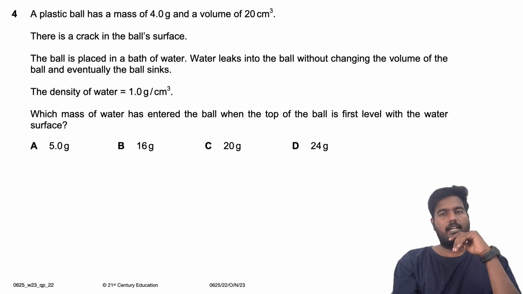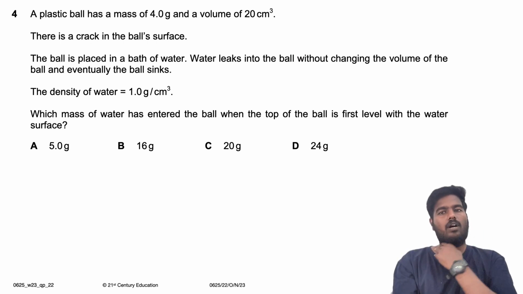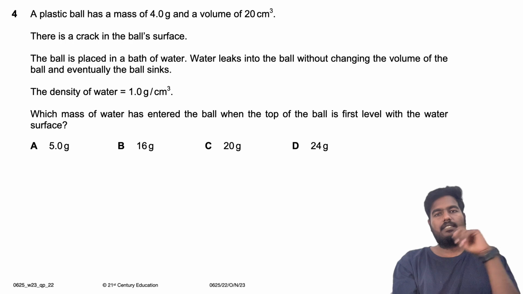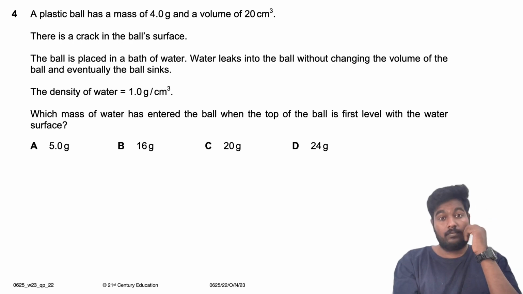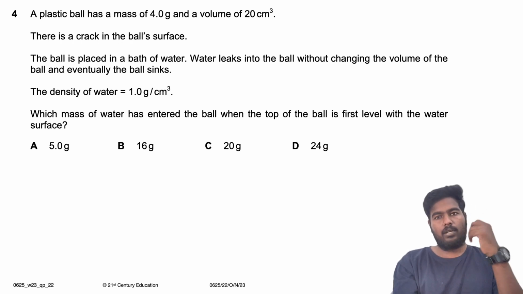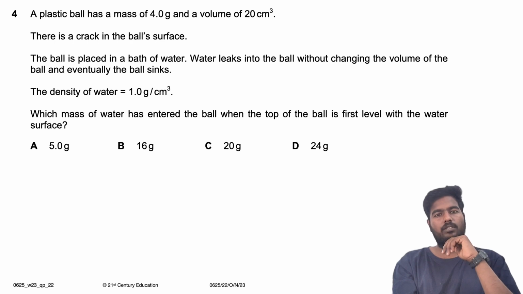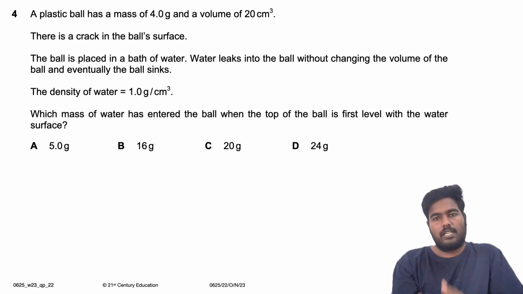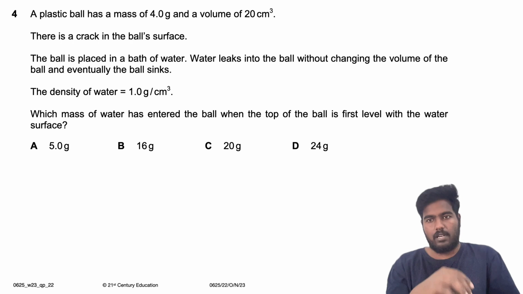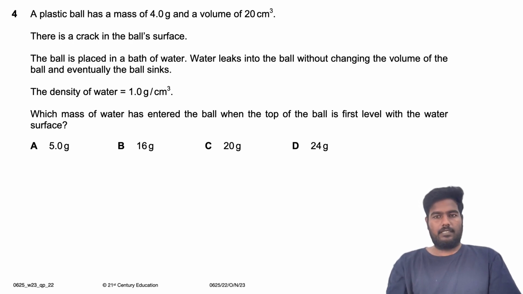A plastic ball has a mass of 4 gram and volume of 20 centimeter cube. There is a crack in the ball surface. The ball is placed in a bath of water. Water leaks into the ball without changing the volume of the ball, and eventually the ball sinks. The density of water is 1 gram per centimeter cube. Which mass of water has entered the ball when the top of the ball is first level with the water surface?